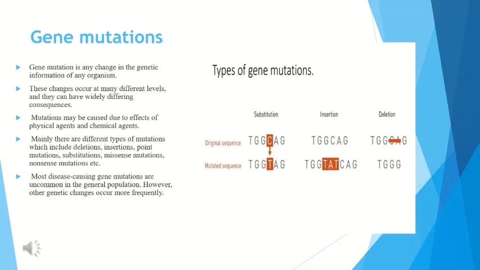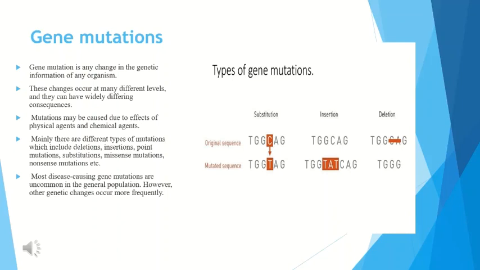These changes occur at many different levels and they can have widely differing consequences. Mutations may be caused due to effects of physical agents and chemical agents. Mainly, there are different types of mutations, which include deletions, insertions, point mutations, substitutions, missense mutations, nonsense mutations, and etc.